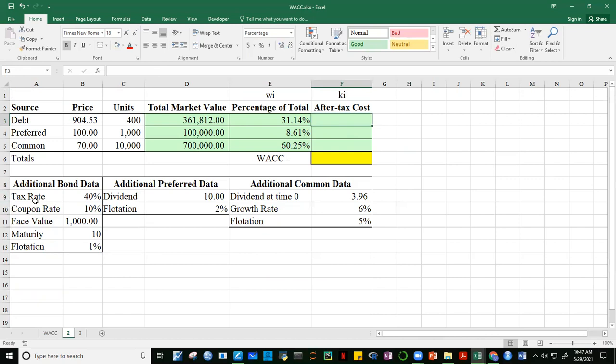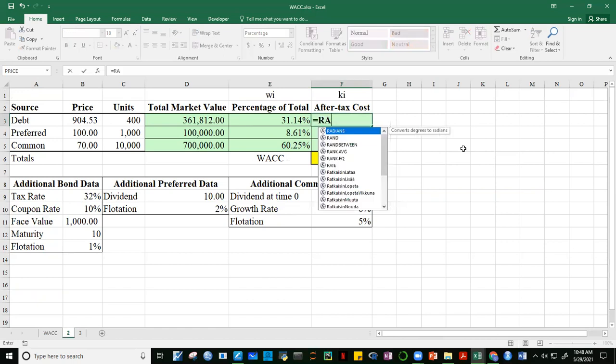We know the price of debt, 904, and there is a flotation cost. We also know the PMT. Our PMT is 10% times 5,000, and our maturity is 10 years. We have a tax rate; let's change this and make it 32%. Okay, so we can now compute for the after-tax cost.